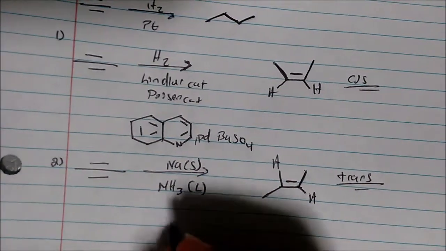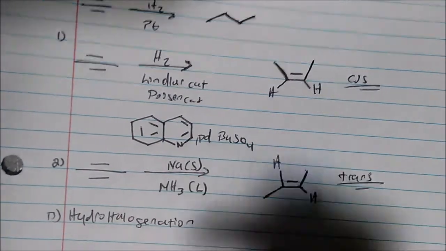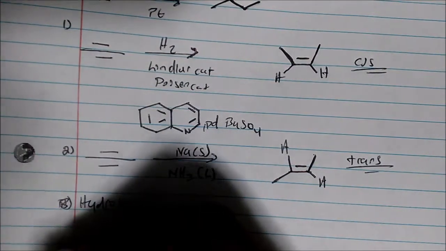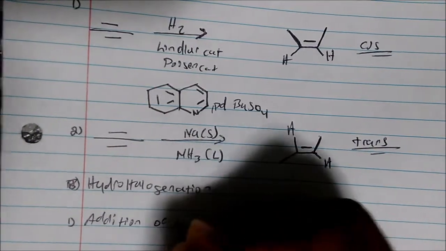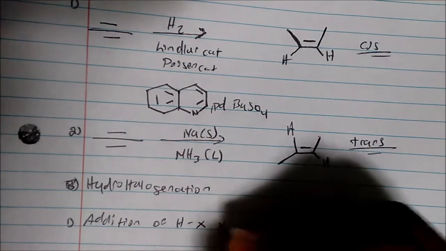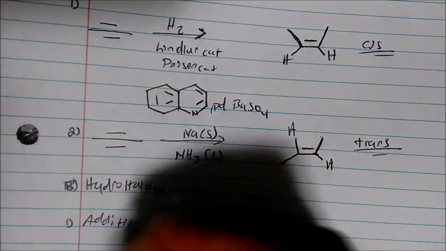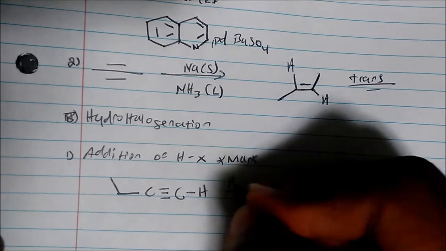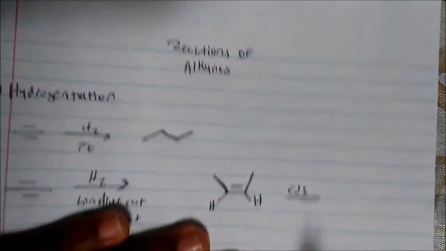The next one we want to look at is hydrohalogenation. Under this subcategory, we have the addition of HX, and this gives you the Markovnikov regioisomer. So if you have an alkyne like this and you add HBr, there's something important that I forgot to mention. Kind of put this in your toolbox. Let me mention it up here.